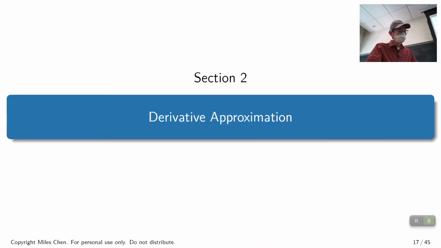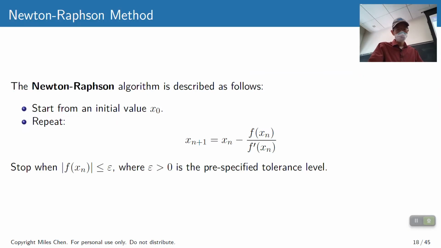Let's talk about this topic of derivative approximation. Going back to the Newton-Raphson method, the way it works is that the next value, x at n plus 1, your next approximation for the root, is going to be your current value minus f of x divided by f prime of x. You take your current approximation, plug that into f of x, and divide by f prime of x.